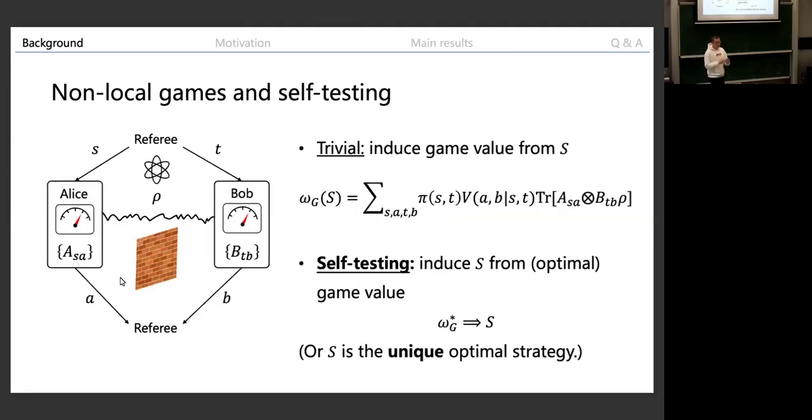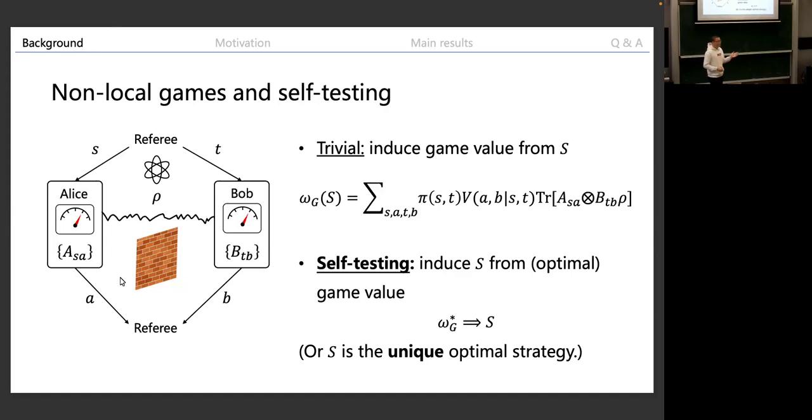With all this given, it is straightforward to compute the game value from the strategy, together with the game rule. So we have this quite straightforward formula. But in the context of self-testing, we want to go in the opposite direction. We want to infer the underlying strategy employed by the players only from the game value that the referee can observe. In this case, he can classically verify the underlying quantum behavior of those players only from classical communication.